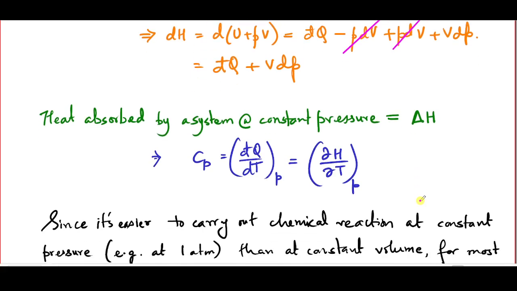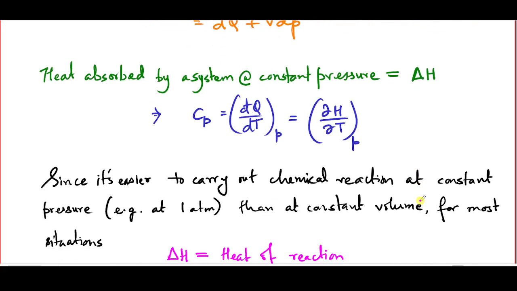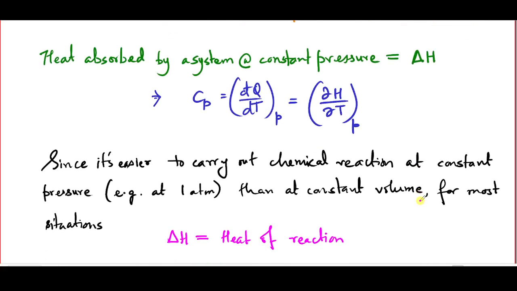Now here comes the main point. Chemists are actually way more practical people than physicists. At least, let's be nice to chemists for a while. It's way simpler to carry out chemical reactions at constant pressure, for example, at a pressure of 1 atmosphere, than at constant volume.